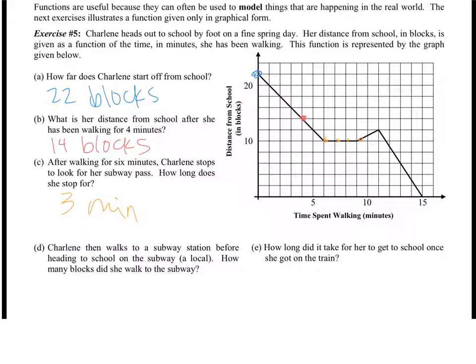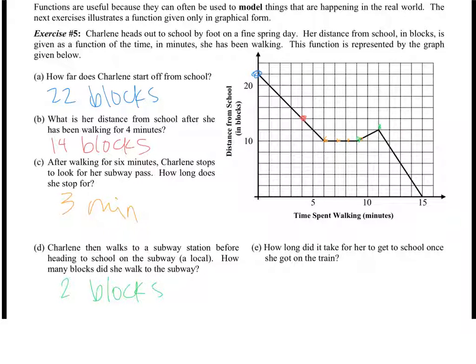Charlene then walks to the subway station before heading to school on the subway. How many blocks did she walk to the subway? So from the subway station to here, you go from 9 to 11. That's 2 minutes, but how many blocks away did it go? It was really just 2 blocks because she went from here to here.